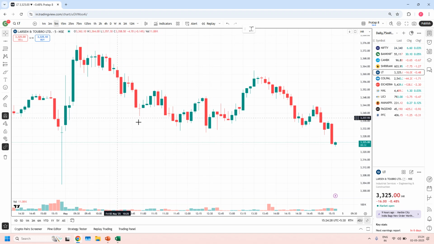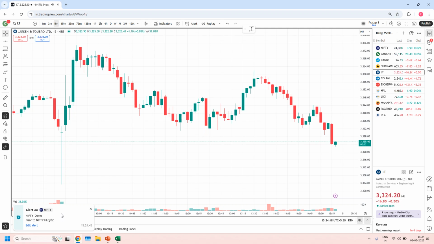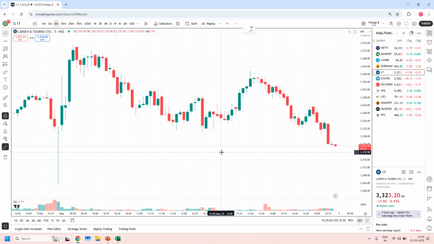We are in the L&T chart. See, again it gave you the alert. Immediately what you do, you shift to the Nifty chart. Or if you click on this, probably it will, no, it is not going. You have to manually shift to the Nifty chart. Let me close the alert. Now Nifty went to 24,330.